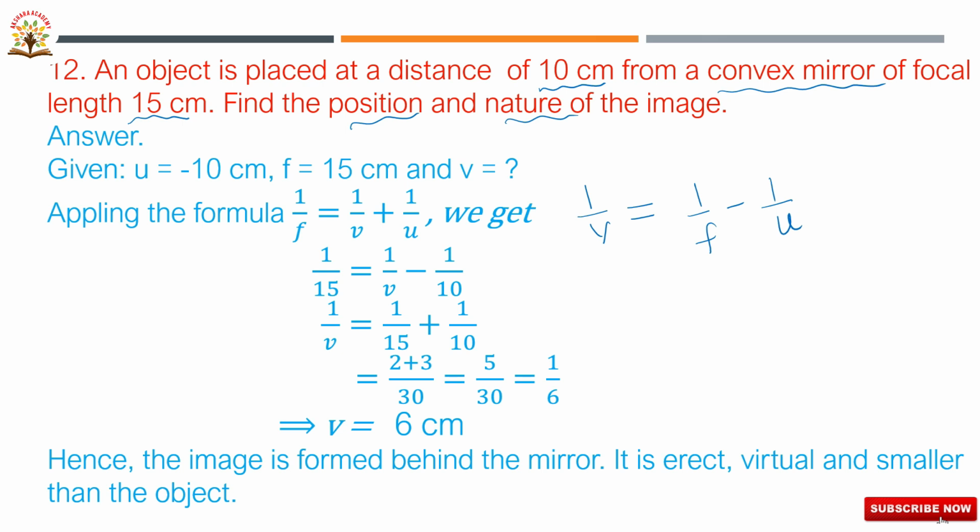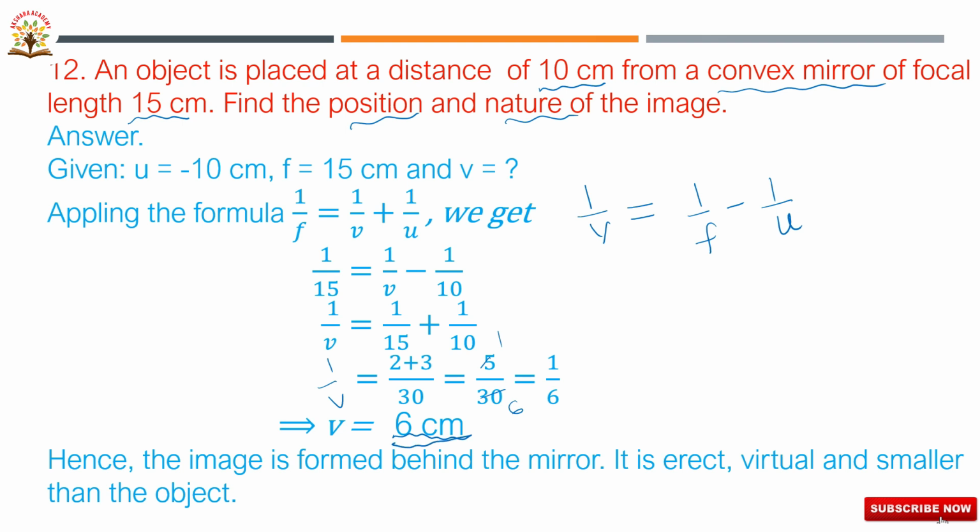Substituting the values, f is 15, u is minus 10, so minus minus becomes plus 10. Taking the LCM, 30: 15 twos are 30, 10 threes are 30, so 2 plus 3 is 5 by 30, which we can write as 1 by 6. So 1 by v is equal to 1 by 6, v is equal to plus 6 centimeters.